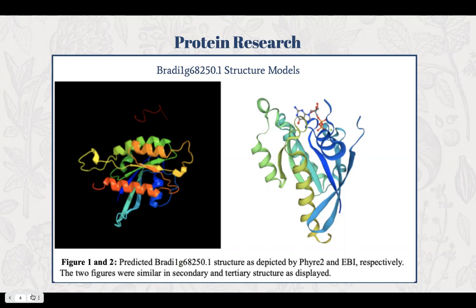The EBI and Phyre2 server both produced model predictions of the gene that were strikingly similar as seen in these figures. These sources helped us to identify that our gene was likely a phosphate binding loop GTPase of the TRAFAC class, which are important regulators for signal transduction, cell growth, and differentiation.